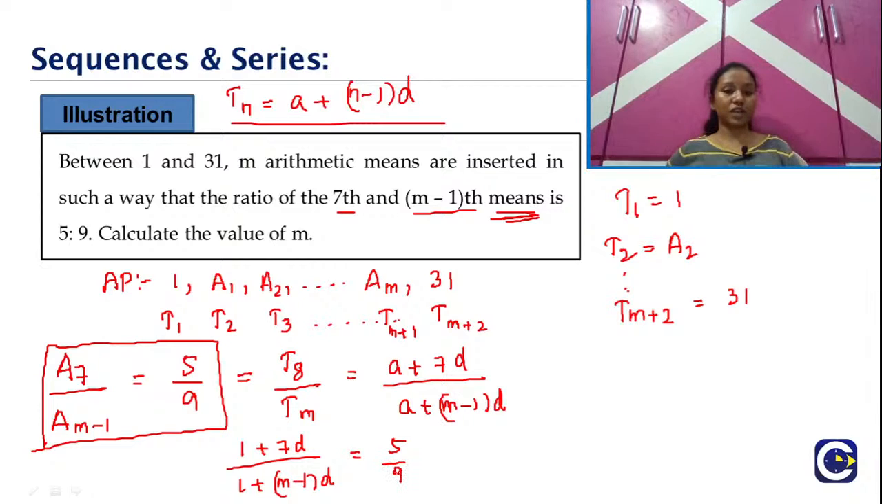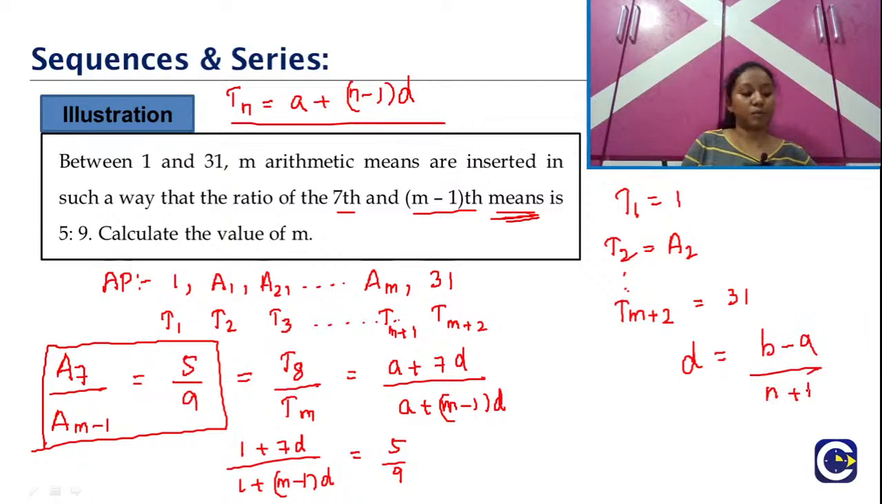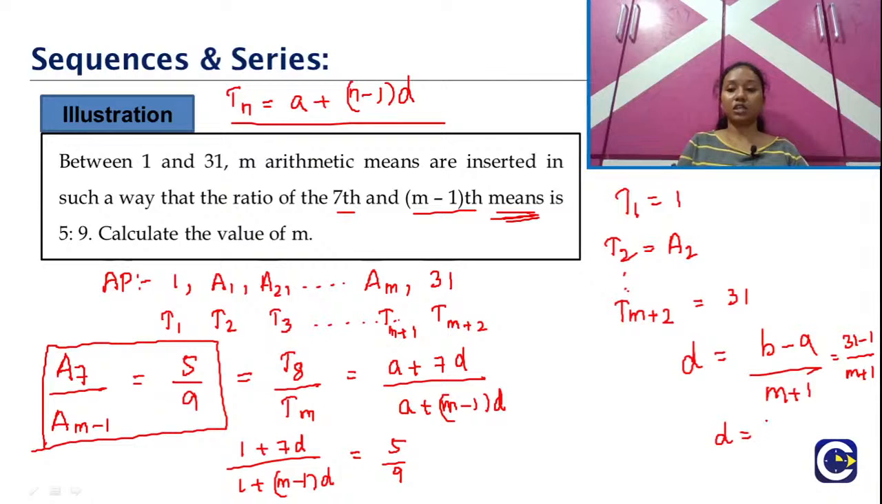So now as we have the terms, let's try and figure out the common difference D using the formula. D will be equal to (B minus A) by (n plus 1), where n is the number of arithmetic means inserted here. That is not given here, which means it will be in terms of m only. So D here will be equal to (B minus A) by (m plus 1). B is 31 and A is 1, so the common difference D here will be equal to 30 by (1 plus m).